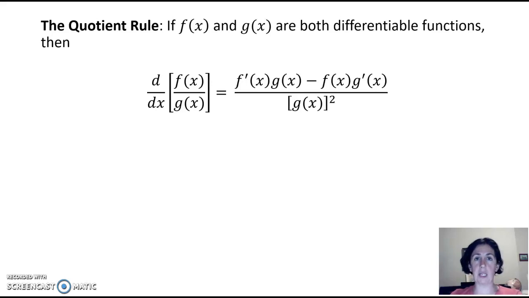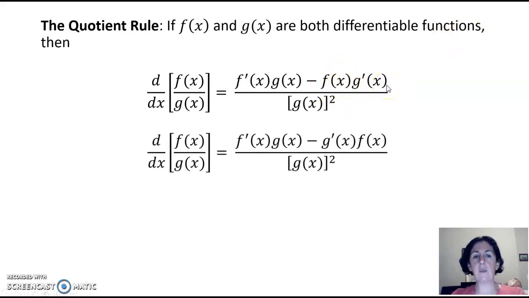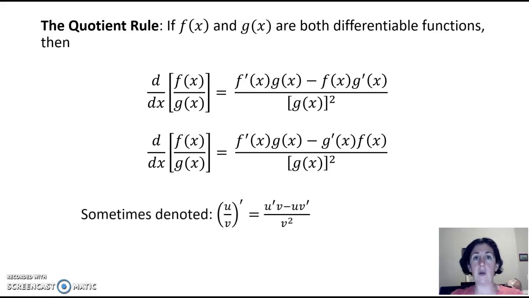Now again, because multiplication is commutative, sometimes we switch f of x and g prime of x, and we would say that the derivative of f of x over g of x is the derivative of f of x times g of x minus the derivative of g of x times f of x, all over g of x squared. There is a short way to say it. If you have u over v and you're taking the derivative of u over v, it's the derivative of the top times the bottom minus the top times the derivative of the bottom, all over the bottom squared. So let's take a look at some examples of the quotient rule.